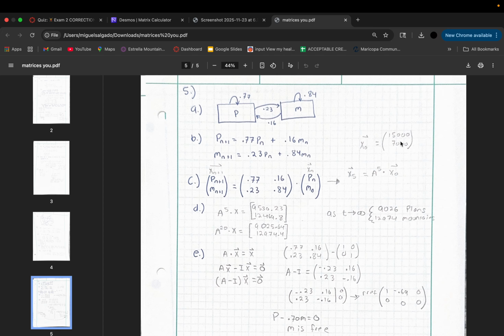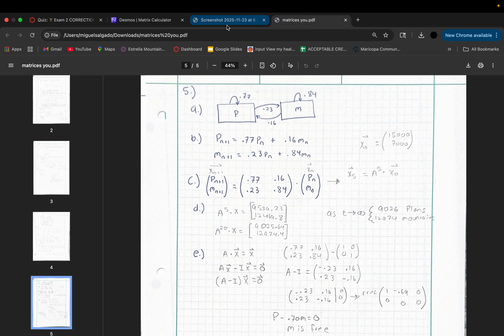Earlier, when I spoke about the amount of inhabitants in each area, we have P as our first and M at the bottom right here. This is important, because it lets us know there are 15,000 inhabitants in the plains region and 7,000 inhabitants in the mountains region. And this is all at X naught, the initial value for us.